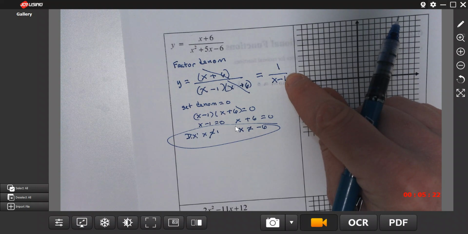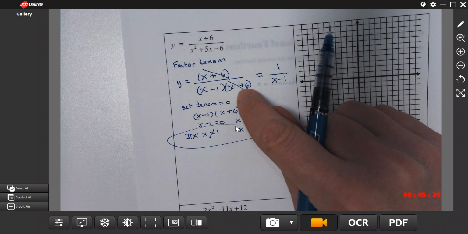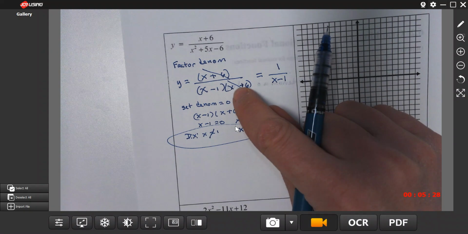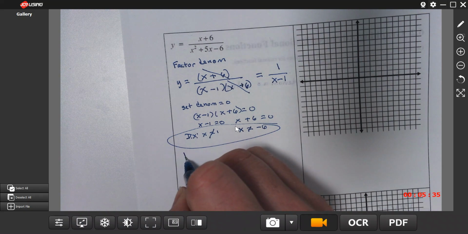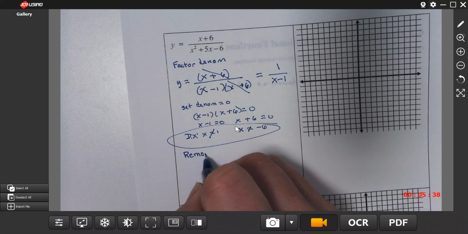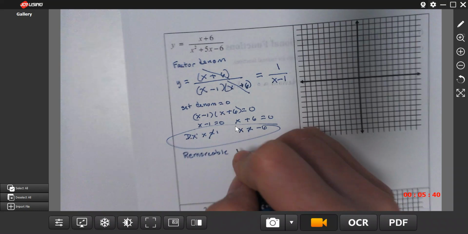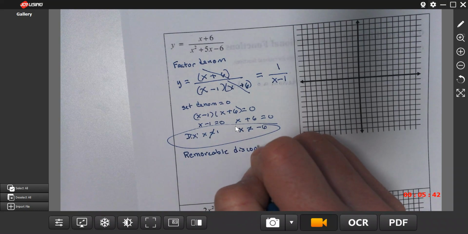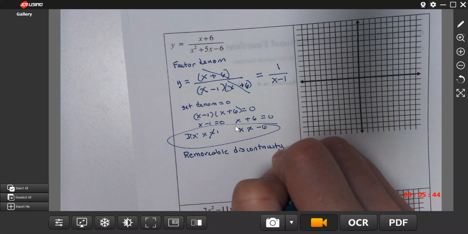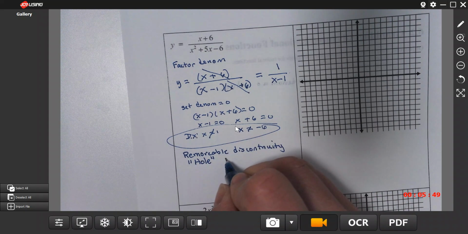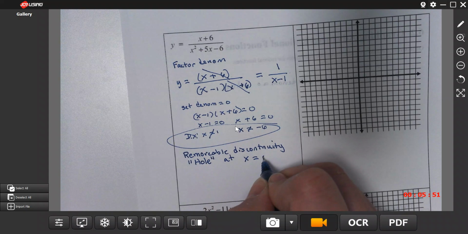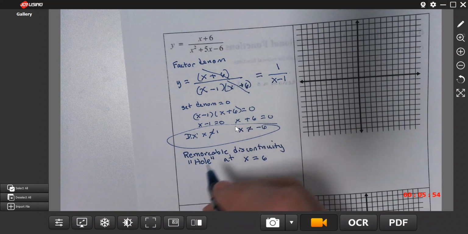So since this simplifies to this function, our graph is going to look just like the graph of this function, which we know how to do, with the one exception that since this factor canceled, when x is negative 6, we cannot have a value there. So that is going to be called a removable discontinuity. And I'm going to start calling it a hole because it looks like a hole, which you'll see in a minute. And it occurs at x equals negative 6 because that canceled.